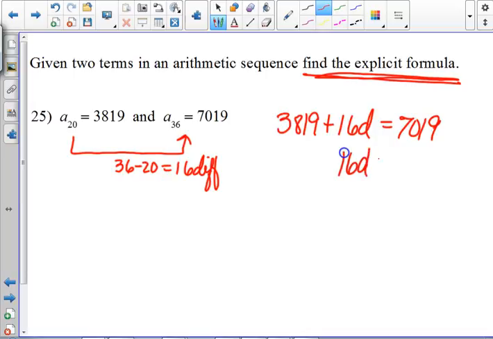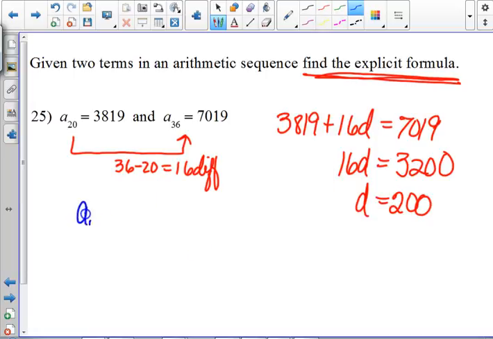Anybody subtracting? 3,200? Anybody get 20? Or is it 200? It's 200. Yeah, I can't divide. 200? Okay.